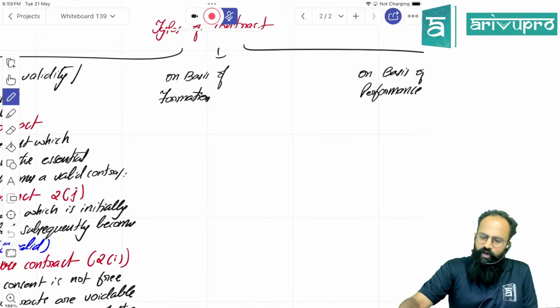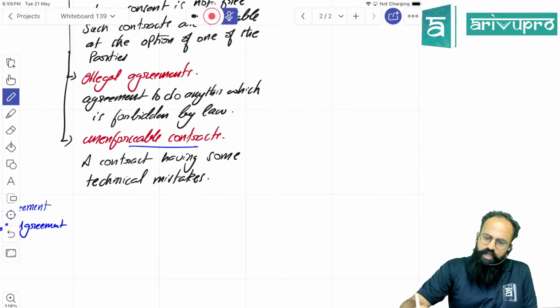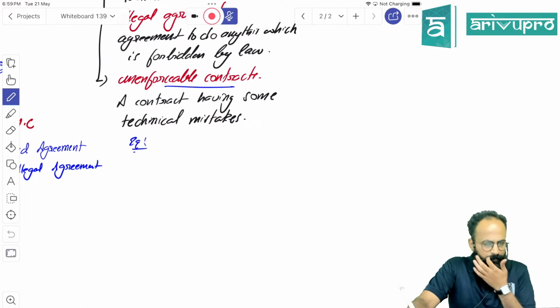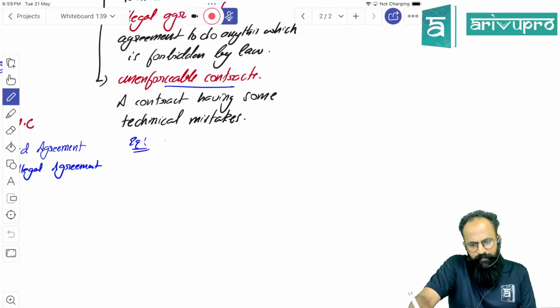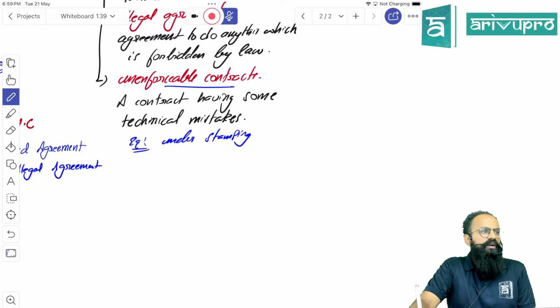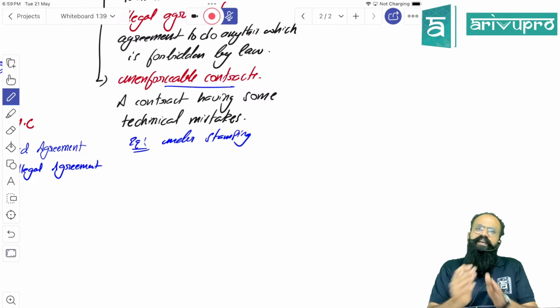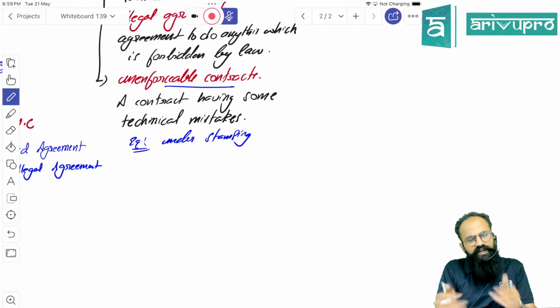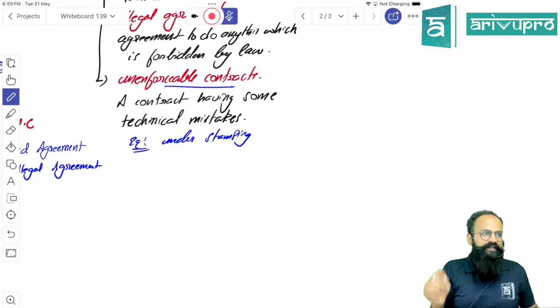On the basis of formation, write an example. Understamping. So if a contract does not fulfill the certainty condition, it is called a void agreement. An agreement which is not certain. The essential elements given under Section 10, if any of them is not satisfied, it is called a void agreement only.